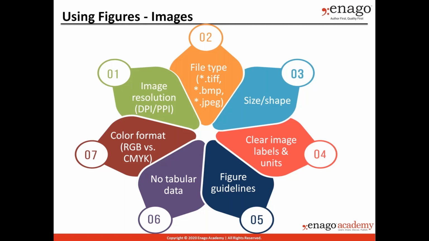Size and shape, keep in mind that your figure will have to be adjusted to the page of a journal and potentially to the column of the page of a journal. So any writing on there, anything you want to show in that figure needs to be clearly visible even when the figure is adjusted to the page of the journal. Ensure you use clear image labels and clear units to make it as easy and pleasurable for the reader to go through your work. No tabular data, ideally, for figures. It's best to include this in your tables.